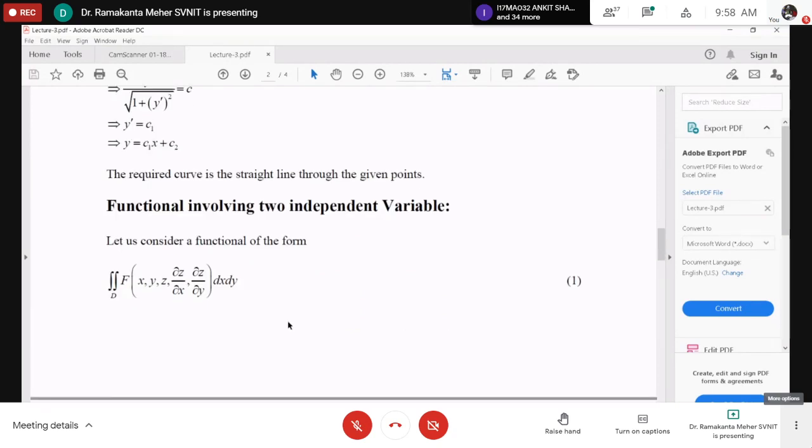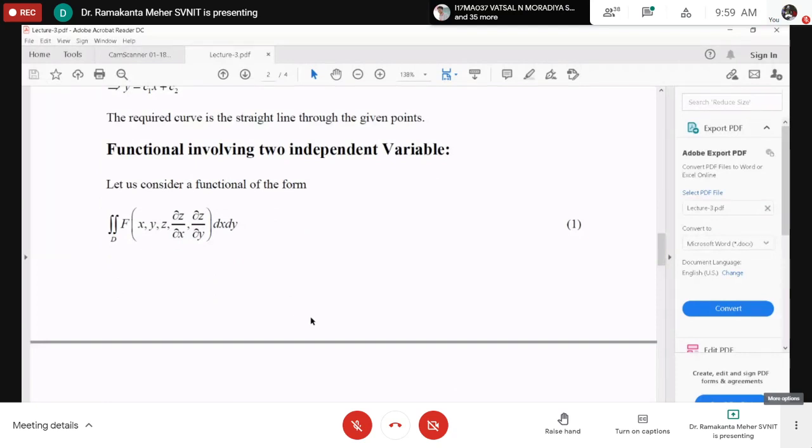Next one. Now we proceed to our functional problem. In the last class, we studied the functional that contains one dependent variable or more than one dependent variable. Here we are taking a functional involving 2 independent variables. In the last class we took only 1 independent variable, but we extended the dependent variables, and in another sense, we took the higher derivatives also.